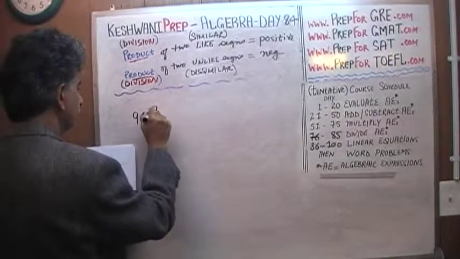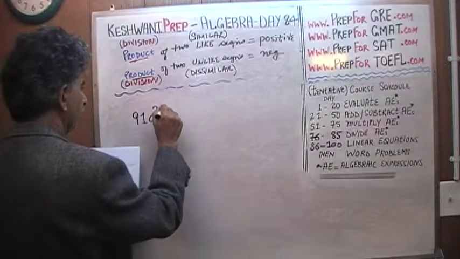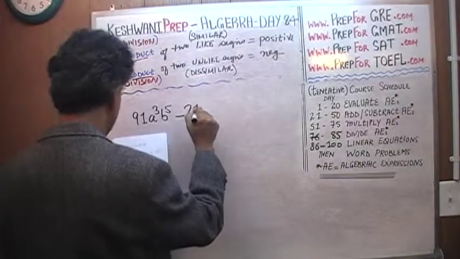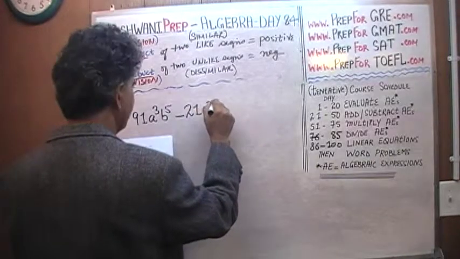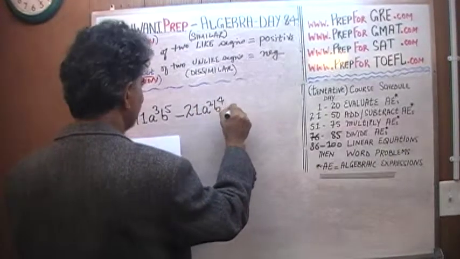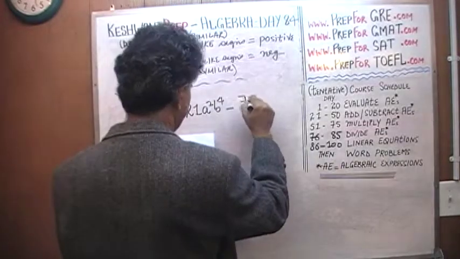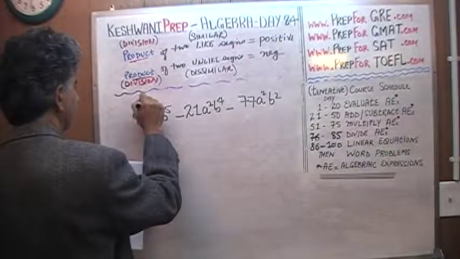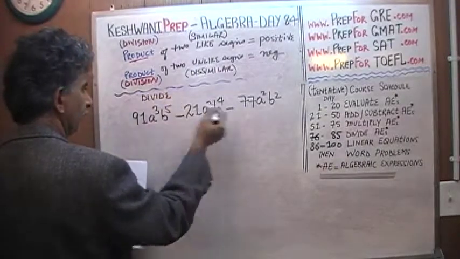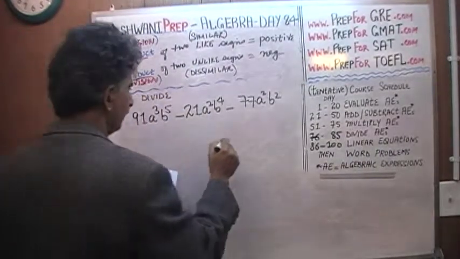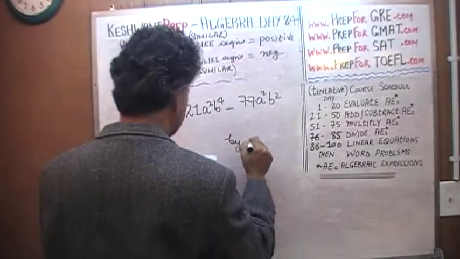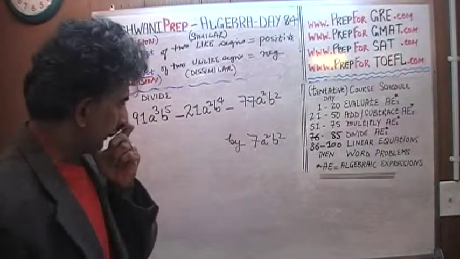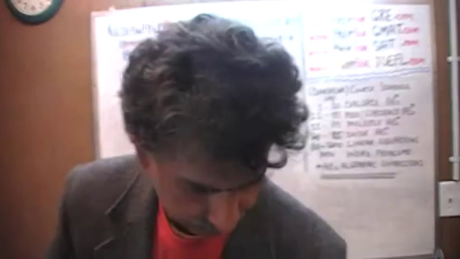91a cubed b to the fifth minus 21 a squared b to the fourth minus 77 a squared b squared. We are asked to divide this expression by 7a squared b squared. So let's do it then.